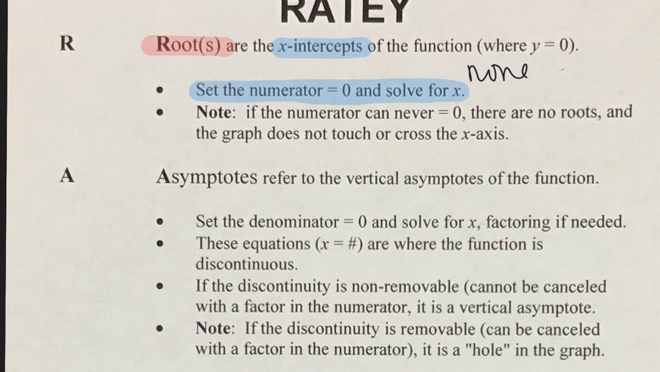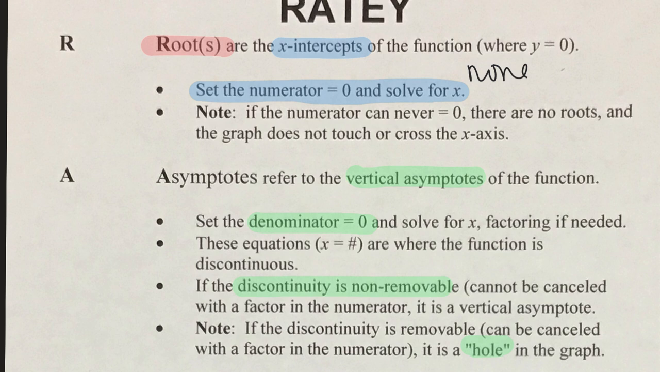Okay, the A part of RATEY stands for your vertical asymptotes, the vertical asymptotes of your function. And that comes from your denominator. You set your denominator equal to 0 and solve. Okay, like it says, factoring if needed. So we'll go to these other things about removable discontinuities and other things, graphing holes later. But just know that it always comes from your denominator.